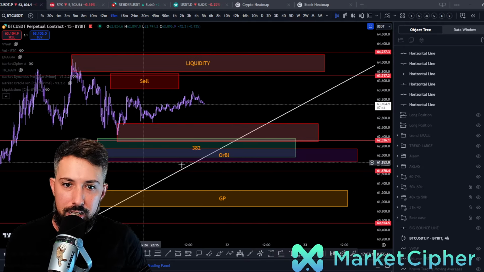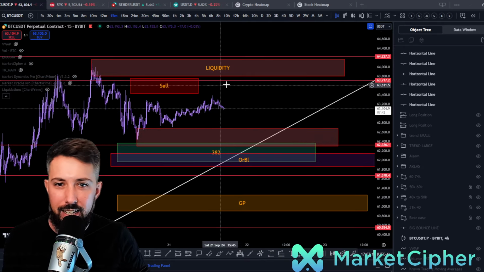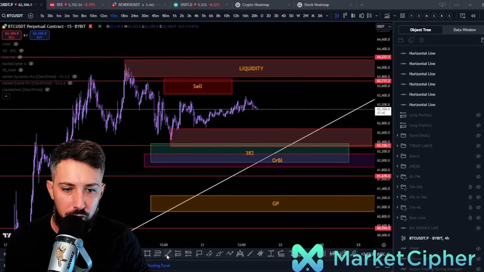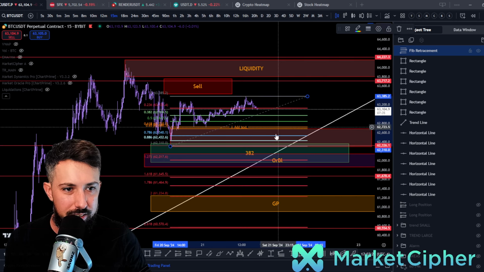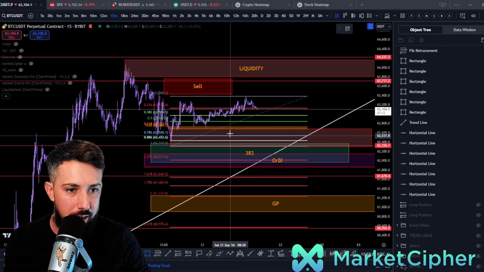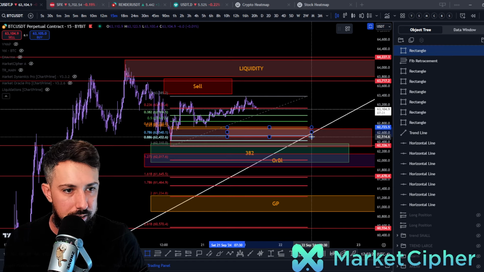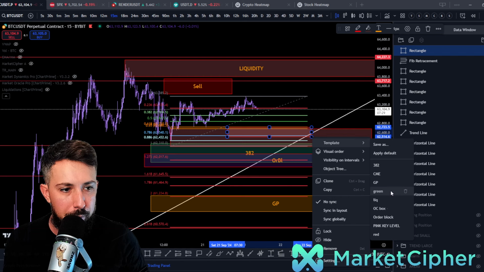Okay, so now we can see we have confluence. Now we can get into the nitty gritty where we're pulling a little bit more fibs throughout here. So swing low to swing high. You can see there's a golden pocket here, so we can put another buy level within here. Okay, 786, right? And we can put a green one in here.